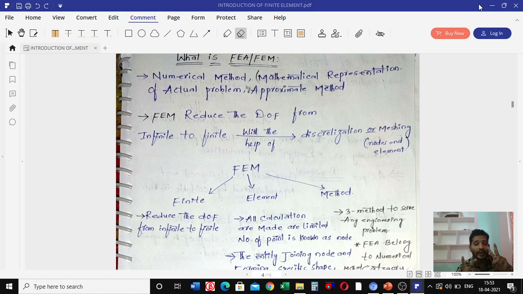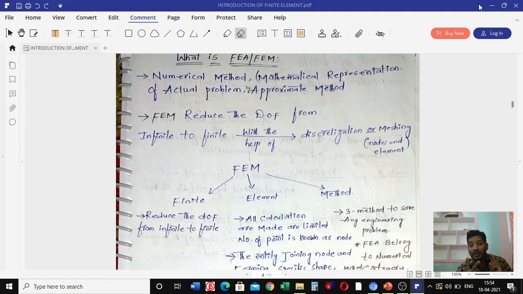If you follow the analytical method, you will get a 100% accurate result, but this analytical method is only applicable for simple problems like the simply supported beam problem, cantilever beam problem, and overhanging beam problem. But the numerical method is suitable for simple problems, and meanwhile for complex problems we can easily solve them with the help of numerical methods.